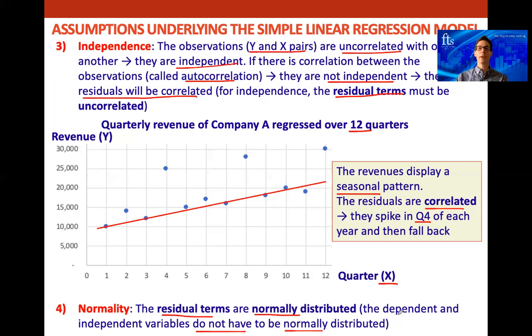And I saw one of the CFA Institute practice problems that was trying to trick us, where they said, you know, one of the assumptions is that the dependent and the independent variables must be normally distributed. No, that is not a correct answer choice. They don't have to be. What must be normally distributed? The residual terms. Good. So that is then the end of that class. I hope it was helpful, and we'll see you guys in the next class.